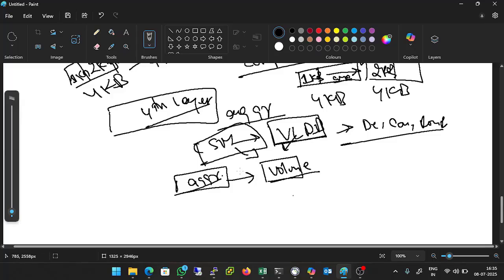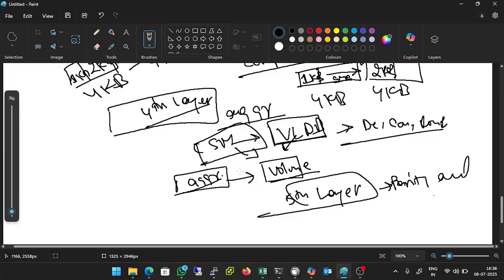After that, RAID applies and your parity is calculated. This comes into the fifth layer, your parity and all. This is how your NetApp architecture looks and works.